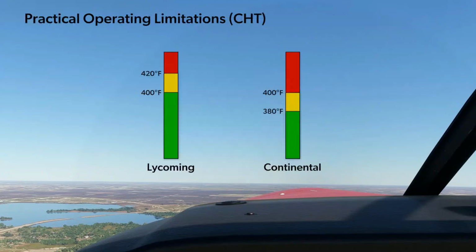And so you want to establish a more practical personal operating limitation here. If you have a Lycoming engine, a good personal red line is 420 degrees, and a personal yellow arc could begin at 400 degrees. So take some action when it gets above 400 degrees in order to keep it below 420. If you have a Continental engine, you can reduce those temperatures by about 20 degrees. So 380 is where a yellow arc starts. 400 is where you should consider your red line.